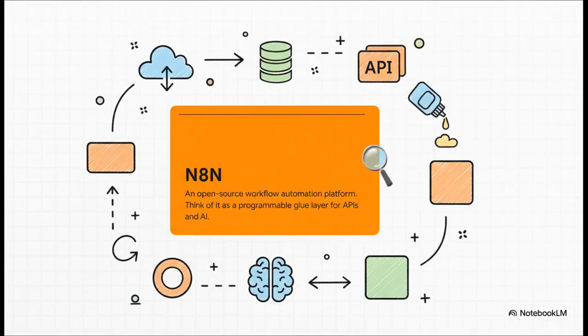Well, that's the exact problem n8n was built to solve. At its core, it's an open-source workflow platform. But I love this description. Think of it as a programmable glue layer. It's designed to let you visually connect all the different pieces, your APIs, your databases, your AI models, and make them work together seamlessly. No more fighting with the plumbing.